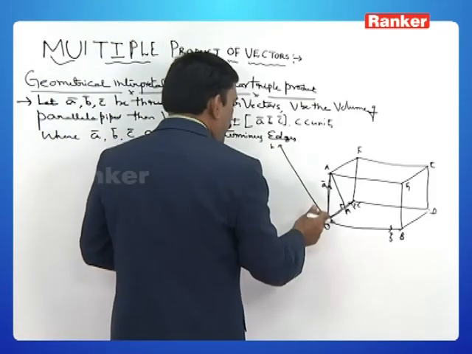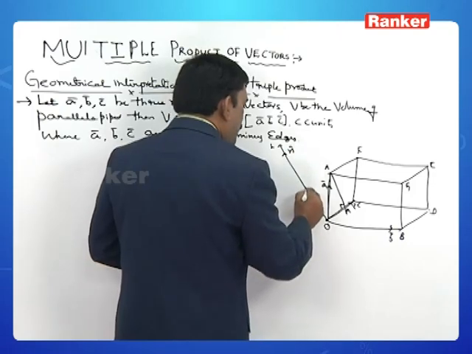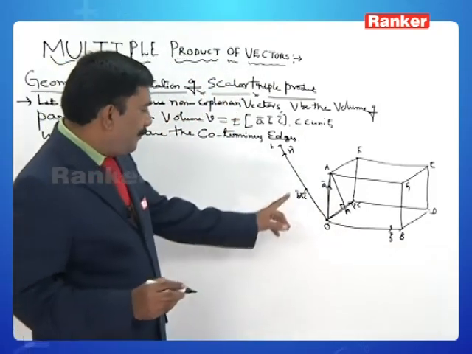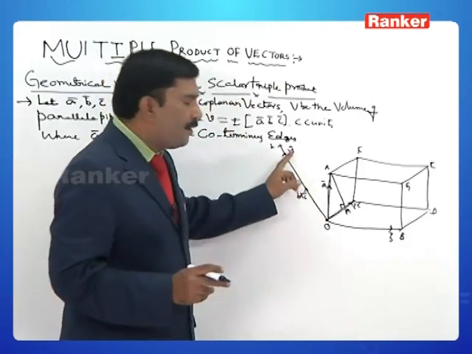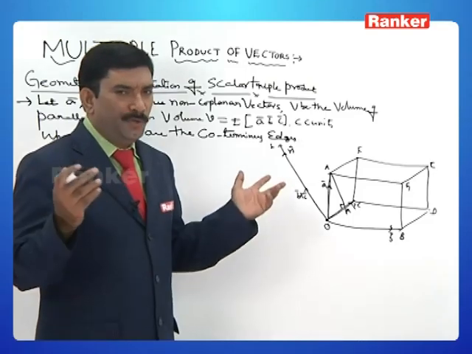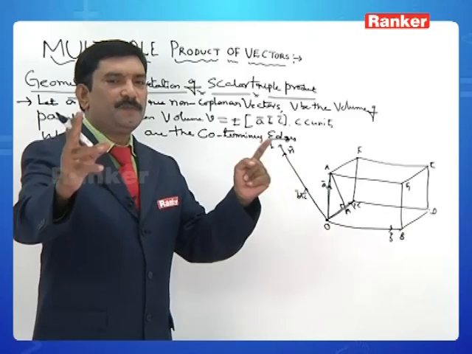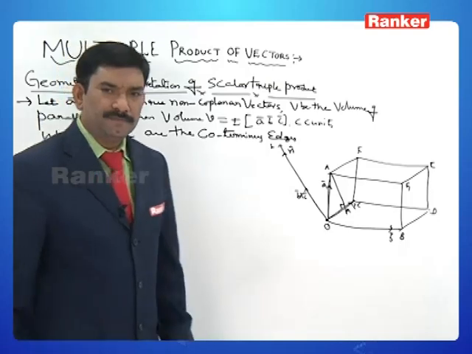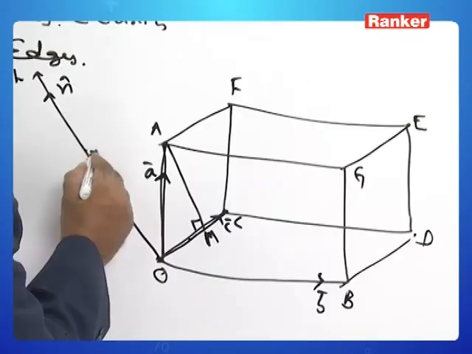You take OL, this is OL, you call it n cap. And this is nothing but B bar cross C bar. B bar cross C bar is the vector which is generated along n cap. This whole thing we call OL. You know already, B cross C is the vector which is perpendicular to the plane containing B bar and C bar. Followed?